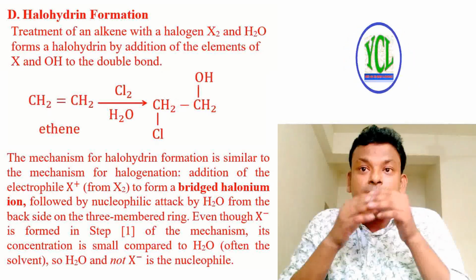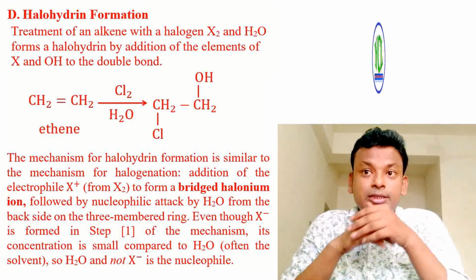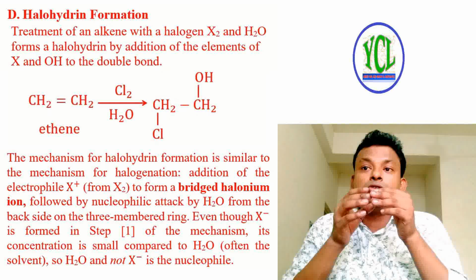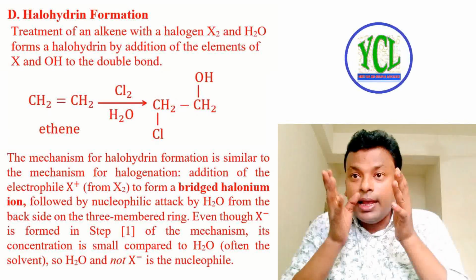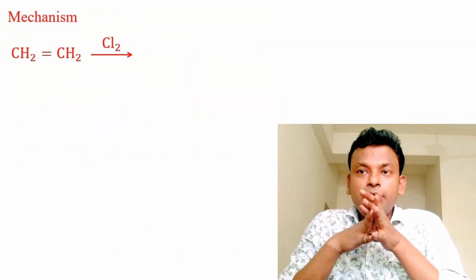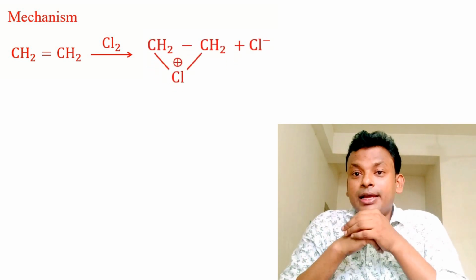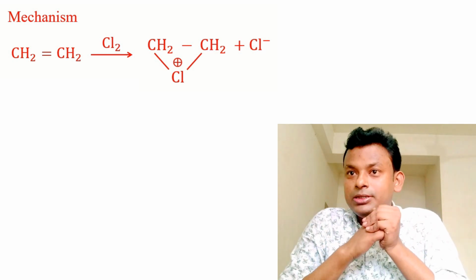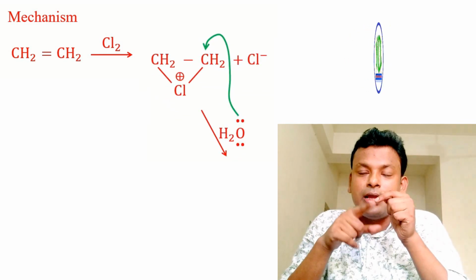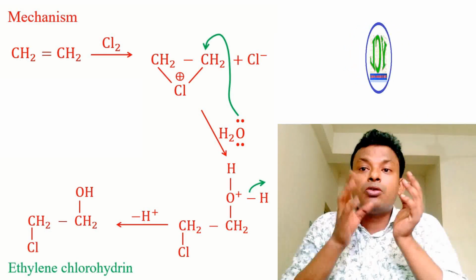Even though X negative is formed in step 1 of the mechanism, its concentration is small compared to H2O, often the solvent. So H2O and not X negative is the nucleophile. In this mechanism, Cl2 forms a 3-member cyclic transition state. We see that X negative, that is the halide ion, is not the nucleophile. Here H2O is the nucleophile. So H2O attacks that site, forms a protonated alcohol, and the last step is deprotonation, forming ethylene chlorohydrin.